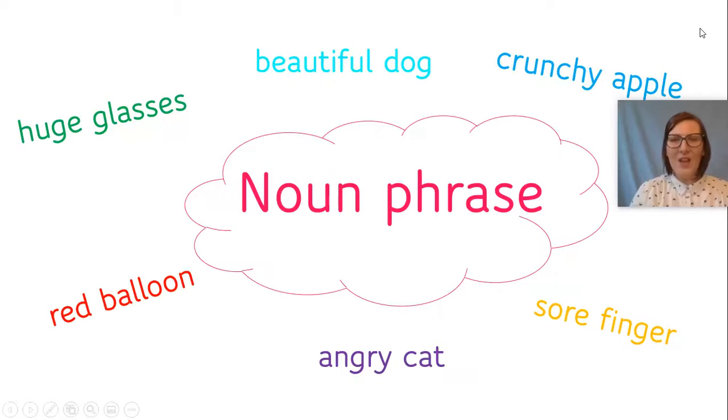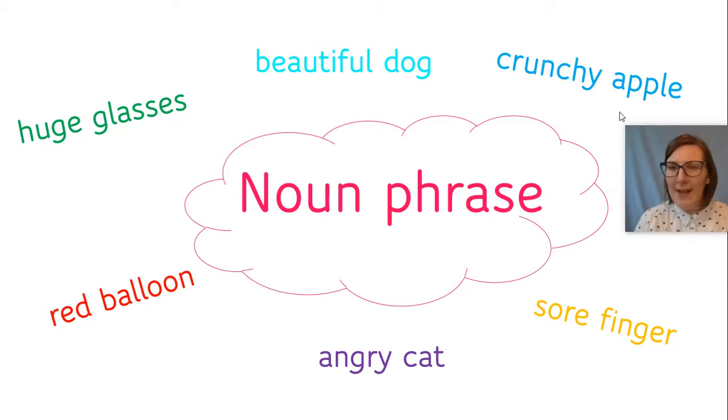Okay. So here I have got some noun phrases. So for example, red balloon. Balloon is my noun. Red is my adjective. My adjective is describing my noun. This is a noun phrase. Huge glasses. Glasses is my noun. Huge is my adjective. Huge glasses is my noun phrase. Beautiful dog. Dog is my noun. Beautiful is my adjective. Beautiful dog is my noun phrase.